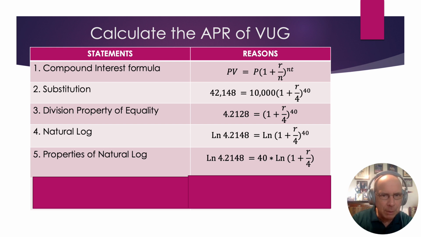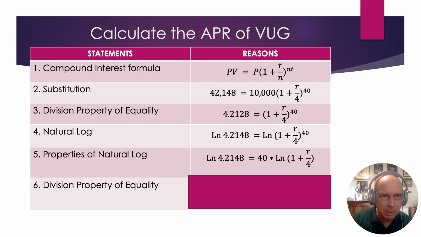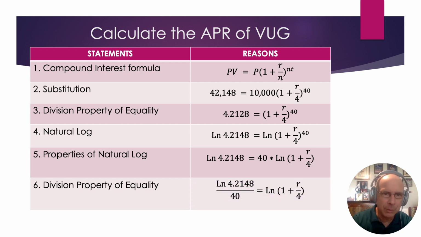From there, we want to clean up the right side here. We do that by using the division property of equality, and we divide by 40. By doing so, we get the natural log of 4.2148, all of that divided by 40, and then the 40 goes away on the right-hand side. But we still have the natural log on the right side as well as the left side. So then what do we do from there?